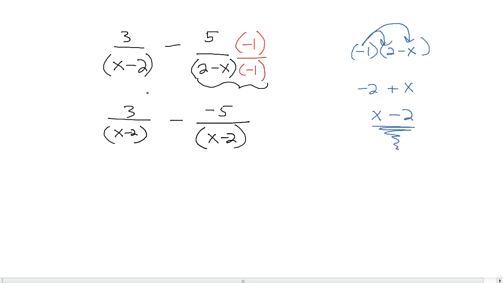And then notice if you've got minus a negative, this turns into plus. And so my final answer is going to be 3 plus 5, which is 8 over x minus 2.